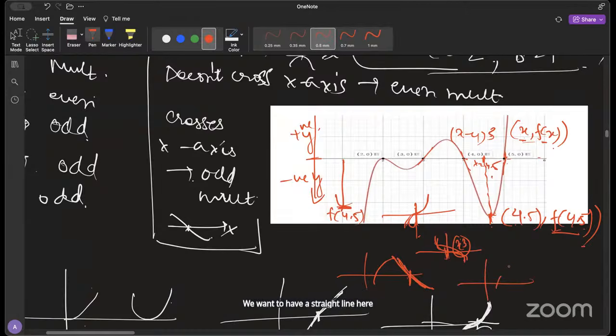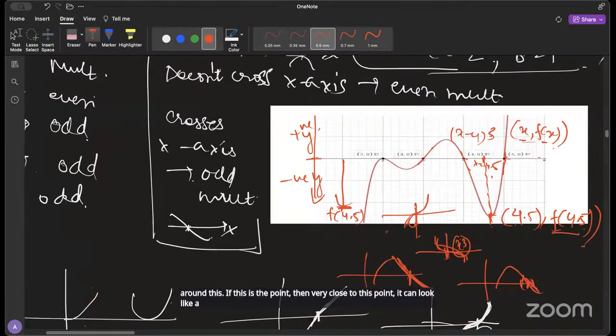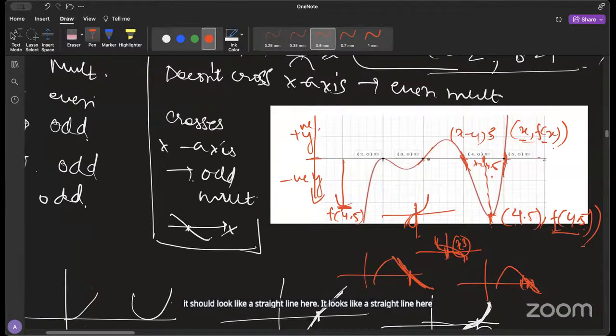You can only have this, and then it can look like a straight line around this. If this is the point, then very close to this point, it can look like a straight line, right? That's my point. It looks like a straight line here. Don't check the entire thing. Just check in very close proximity of this point. They're all straight, right?